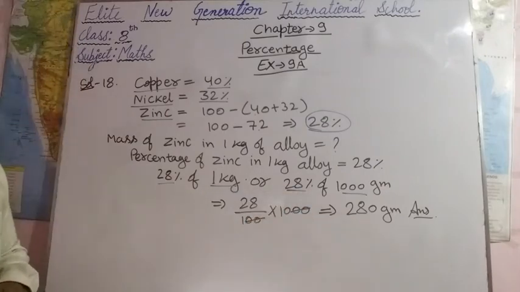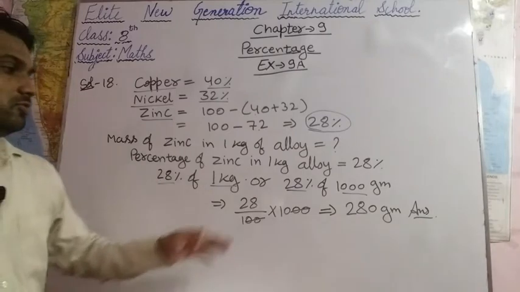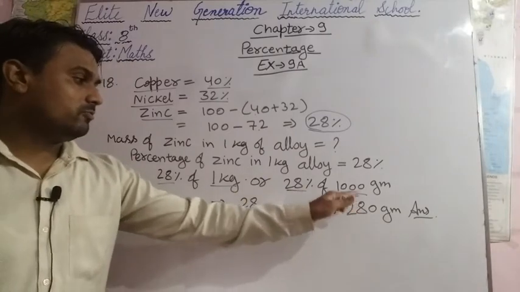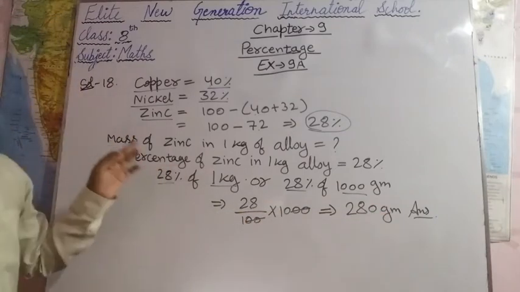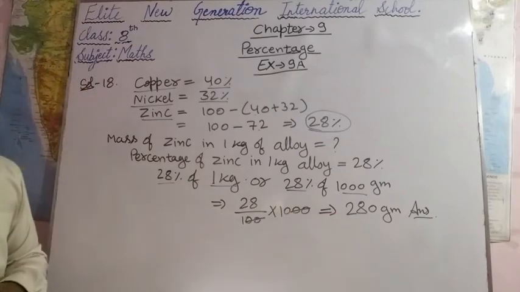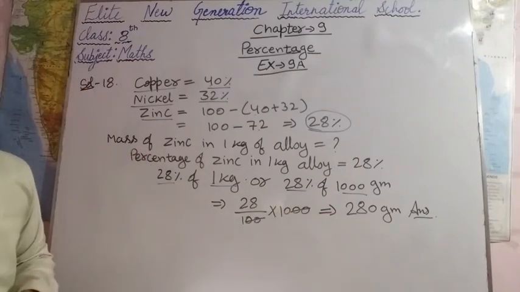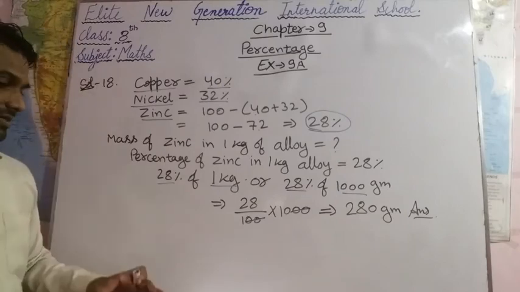Or we can say that the mass of zinc in 1 kg of alloy will be 280 gram. So in this way you can do this exercise. All the questions are almost the same, so you have to complete this exercise.